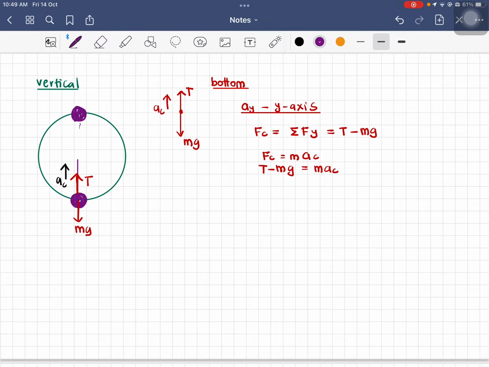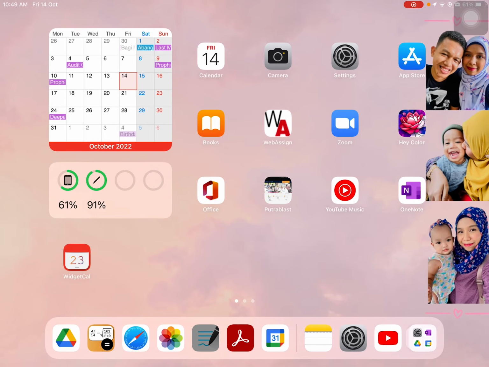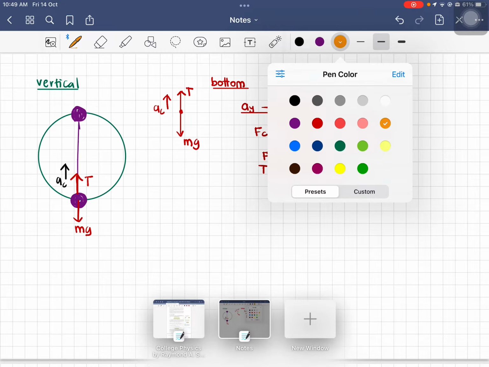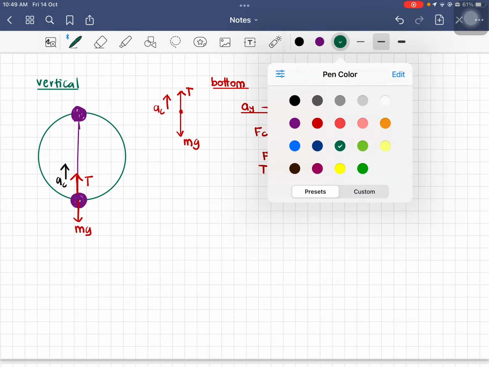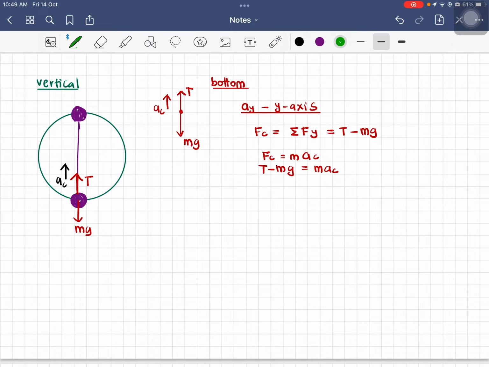You will have something like this. This is your string. Okay, what happened here is, saya ambil warna hijau ni lah. You will have tension ke bawah, sebab T awak dah ke bawah dah ni sekarang. And then you will have your mg also ke bawah. Jangan tiba-tiba mg ke atas. Tak ada mg ke bawah. And then your AC is also downward toward the center of the string kan.